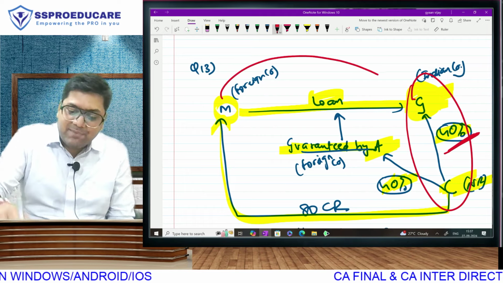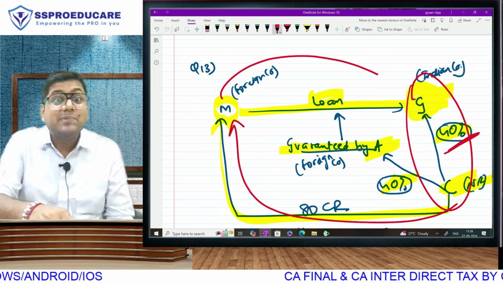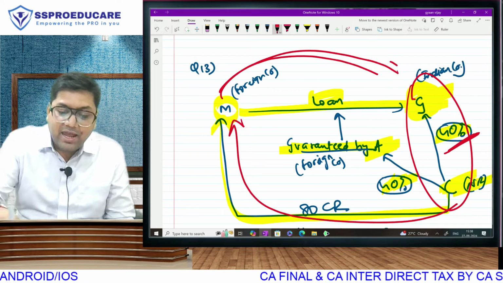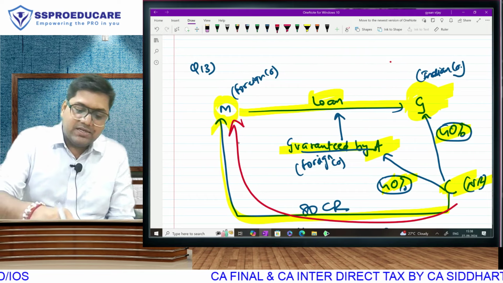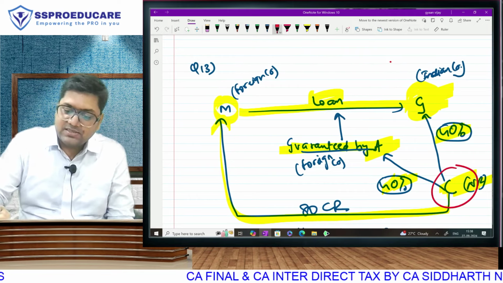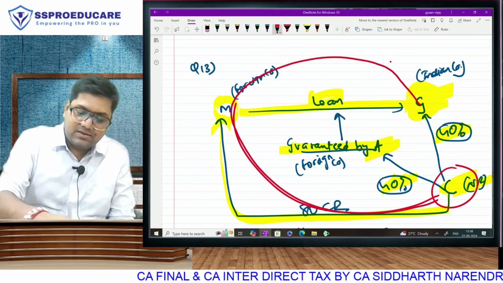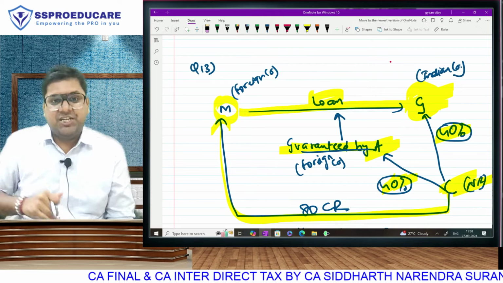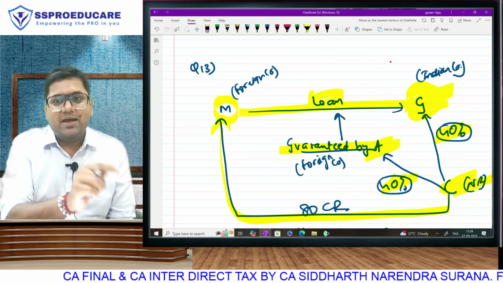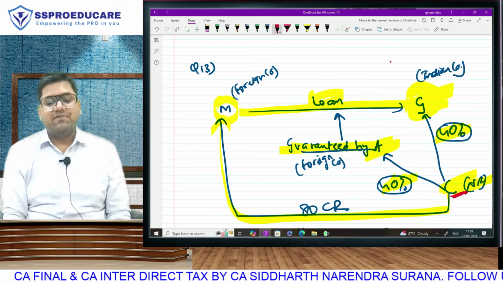While it appears that M is giving the loan, do you realize that my associated enterprise gave money to M, the same amount, 80 crore, and then M gave me the loan? That means indirectly, can I say this money is coming from my associated enterprise C? Do you understand the cycle here? C is giving a loan to M and M is giving a loan to me. I am G. C is giving a loan to M and M is giving a loan to G. That means my associated enterprise is basically giving me this loan.